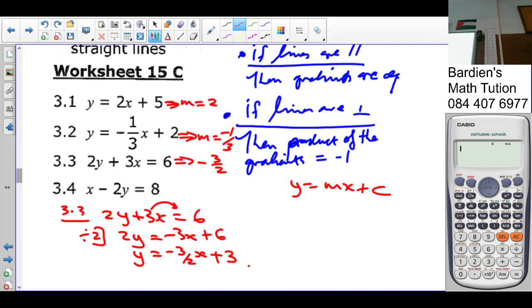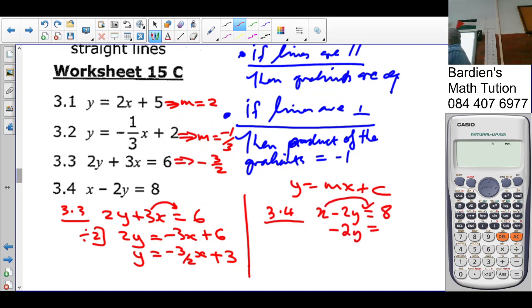Alright. Let's look at 3.4. You've got x minus 2y equals 8. Again, get it in standard form, take it over, negative 2y equals negative x plus 8. Divide by negative 2. So y is going to be a half x minus 4. So this gradient here is going to be negative half. No, it's positive half.